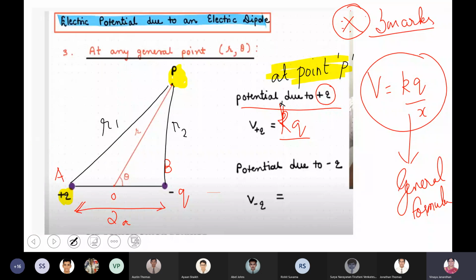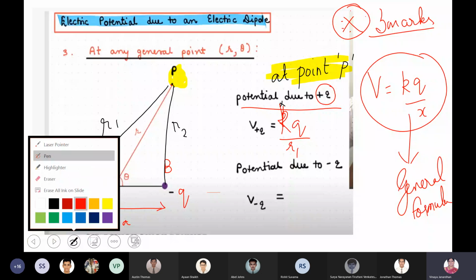Right, boys? See, electric dipole is creating an electric field. In this electric field, I want to find the potential at point P. Is that clear? So what we'll do is, let us find the electric potential at point P due to both the charges separately. Now, what is the distance between plus Q and point P? R1. Okay, what is the electric potential at point P due to this charge?